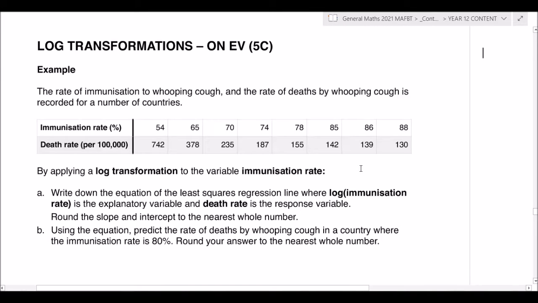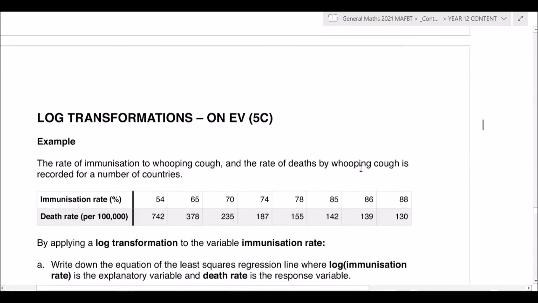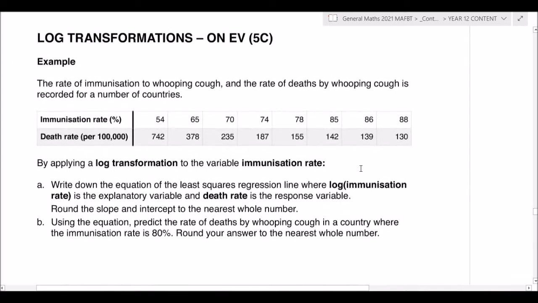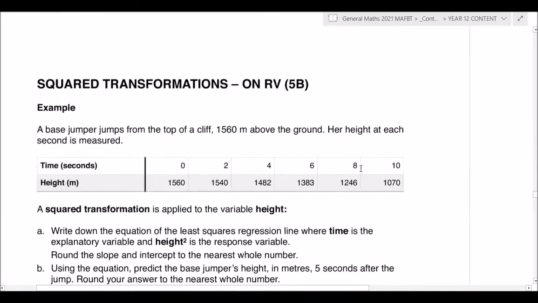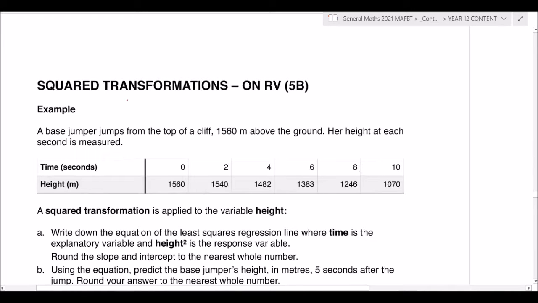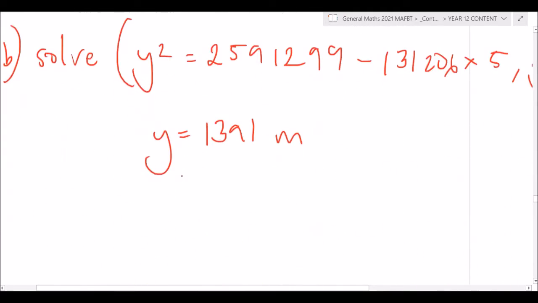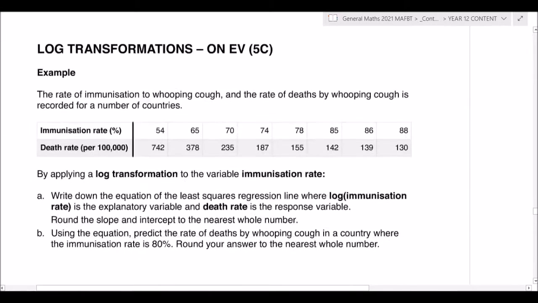All right, students, welcome to the next part of our transformations series, which we started last lesson yesterday. Today, we're going to focus on your log transformations. Yesterday, we learned about your squared or quadratic transformations, where we squared the EV or the RV on our lists and spreadsheets on our CAS. This time, instead of squaring, we're going to learn how to use the log function.